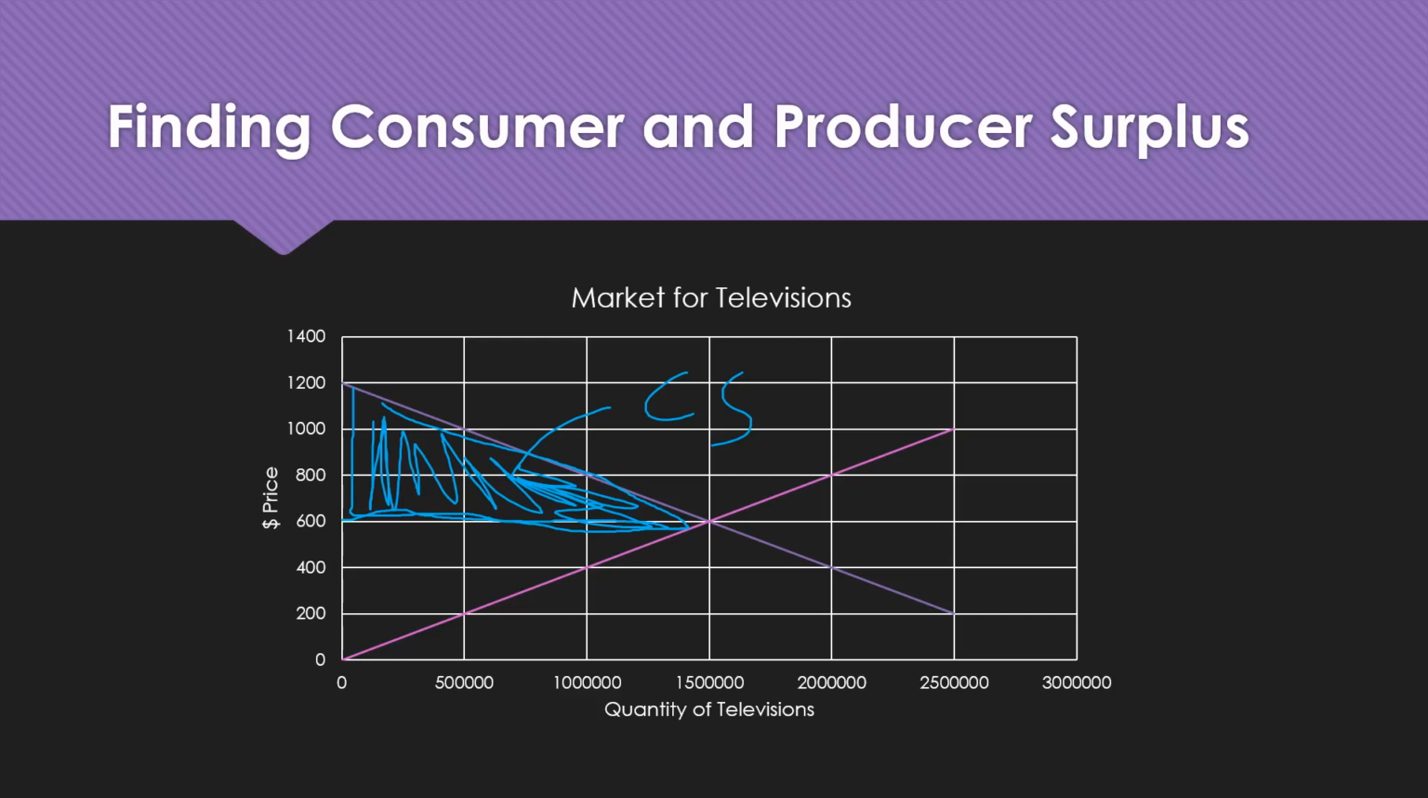For firms, producer surplus is the difference between the lowest price a firm is willing and able to accept and the price they actually receive. So that area is going to be bound by the price axis, the supply curve, and the market equilibrium price. So this little yellow triangle here is going to be producer surplus.